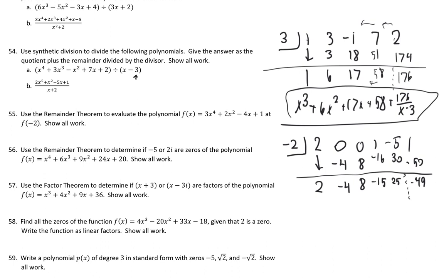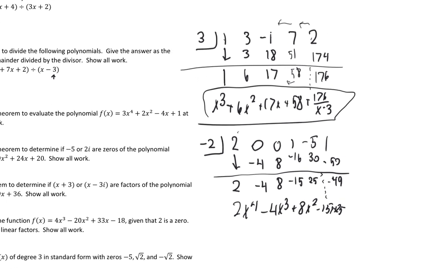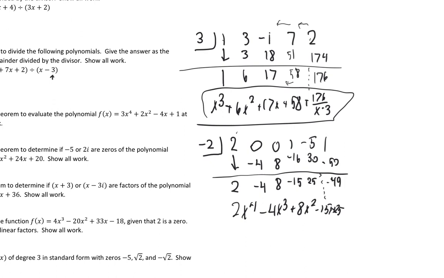So our answer is going to be, this started off as x to the fifth. So it's going to be 2x to the fourth, 1 less than 5 is 4, minus 4x cubed plus 8x squared minus 15x plus 25. And then plus our remainder, which is negative 49, over our divisor, which is x plus 2. And that is our answer here.